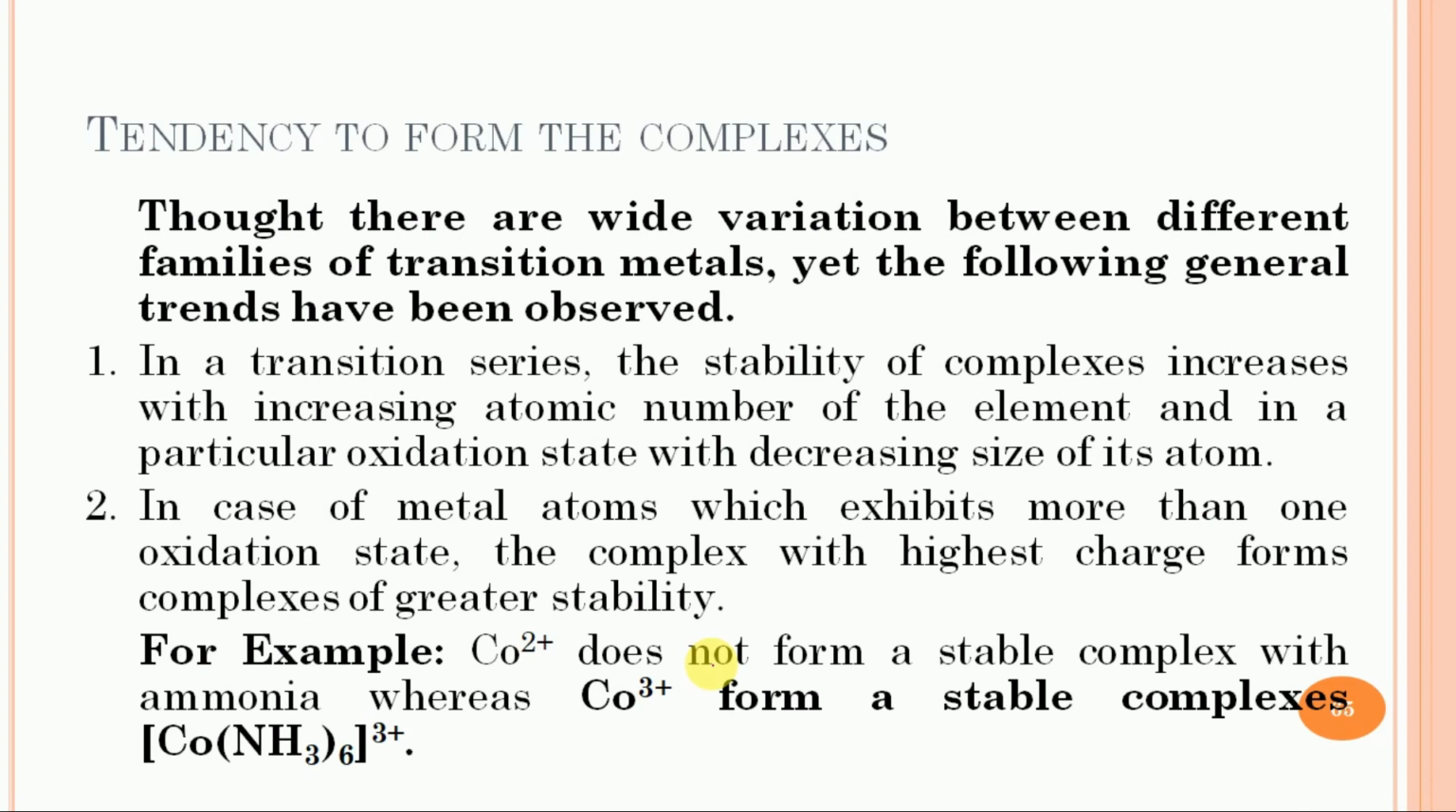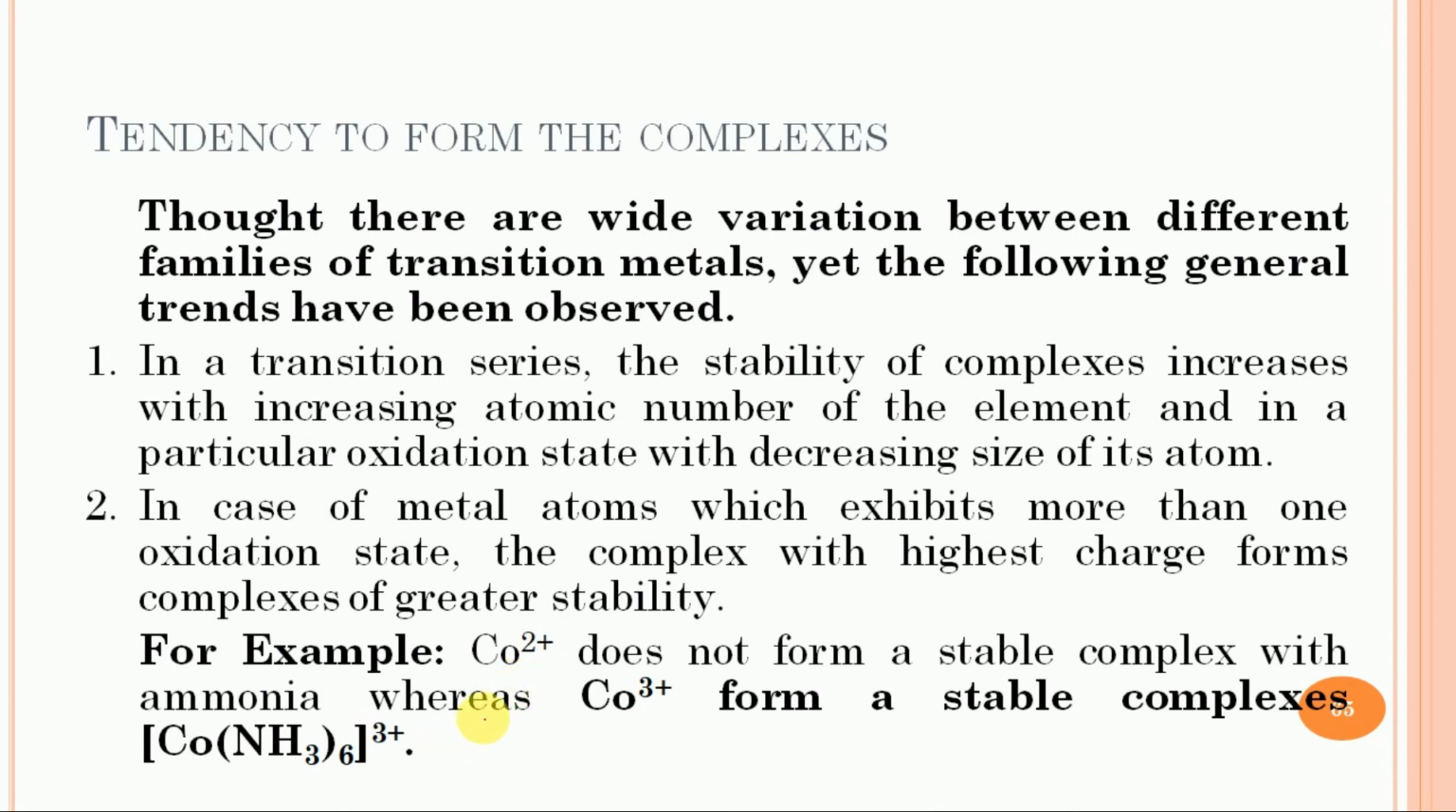Though there are wide variations between different families of transition metals, yet the following general trend has been observed. In a transition series, the stability of a complex increases with increasing atomic number of the element, and in particular oxidation state, with decreasing size of its atom. In the case of a metal atom which exhibits more than one oxidation state, the complex with the highest charge forms a complex of greater stability.